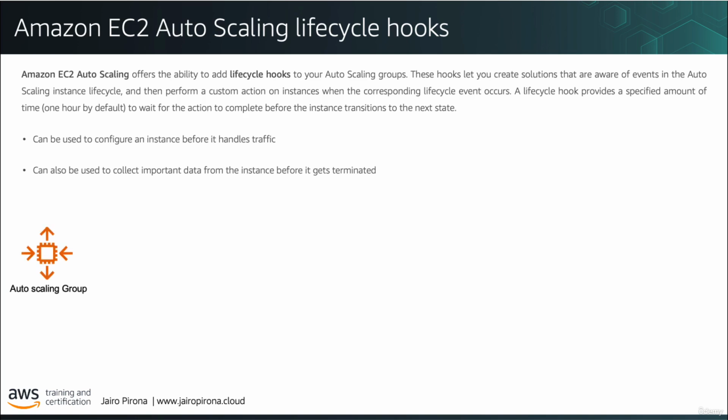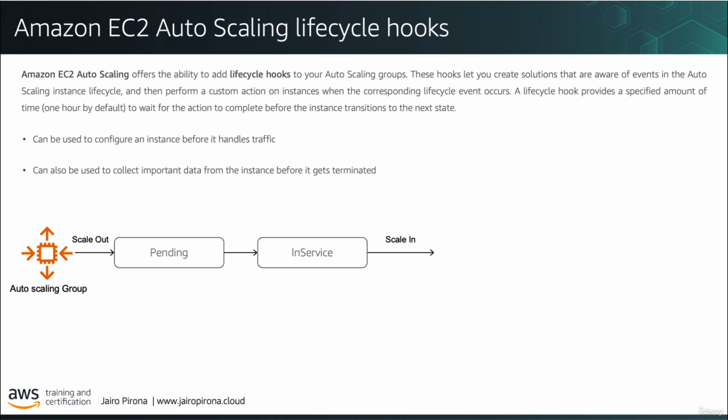Then, we have the auto-scaling group. When a scale-out occurs, that is, when an instance is launched, it always enters the pending state and then goes to the in-service state when it passes the status checks. Now, when a scale-in occurs, that is, when an instance is deleted, it enters the terminating state and then goes to the terminated state.